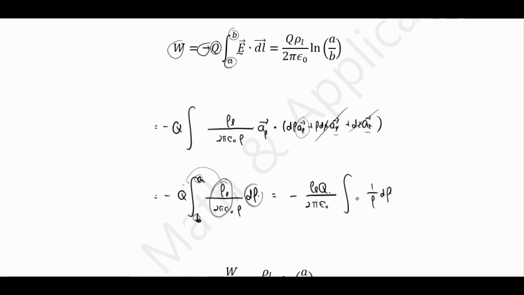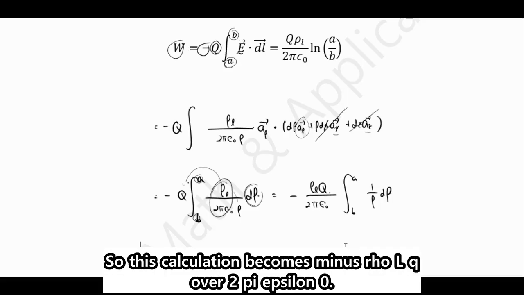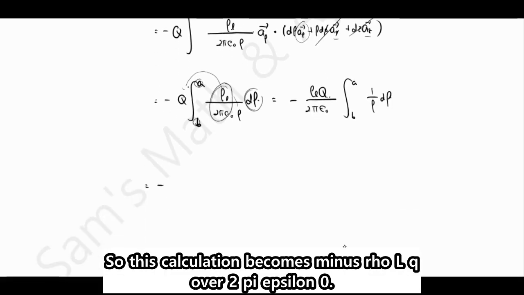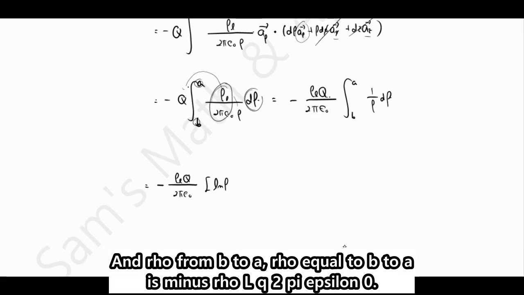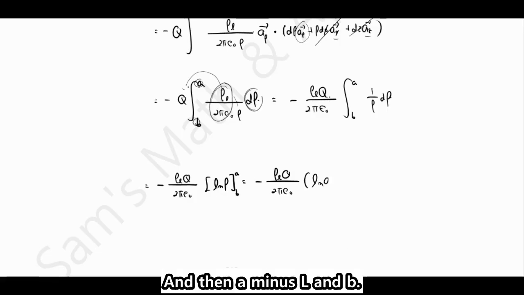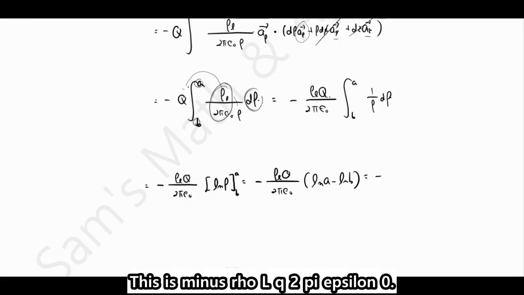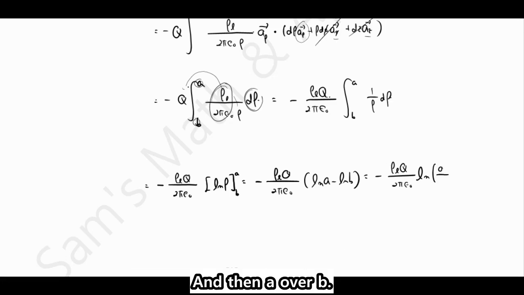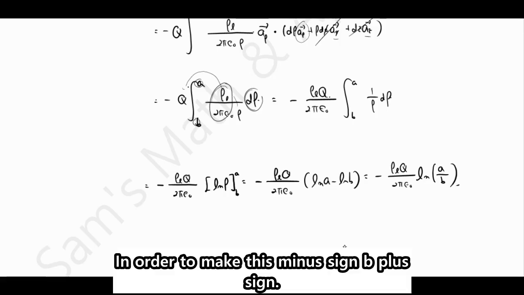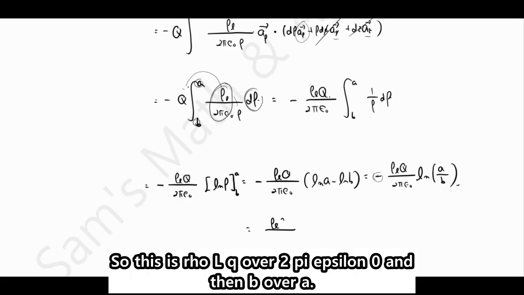This is B to A. So this calculation becomes minus rho L Q over 2 pi epsilon 0 ln rho, rho from B to A, which is minus rho L Q over 2 pi epsilon 0 times ln A minus ln B. This is minus rho L Q over 2 pi epsilon 0 ln A over B. In order to make this minus sign a plus sign, this is rho L Q over 2 pi epsilon 0 ln B over A.